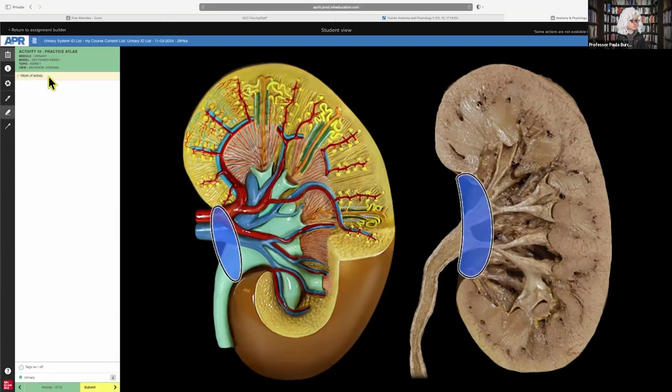This just illustrates the hilum. Remember, the hilum is going to be that concave region here of the kidney where the tubes are either entering or leaving. So you can see here would be the renal artery, renal vein, and this is the renal pelvis going into the ureter.